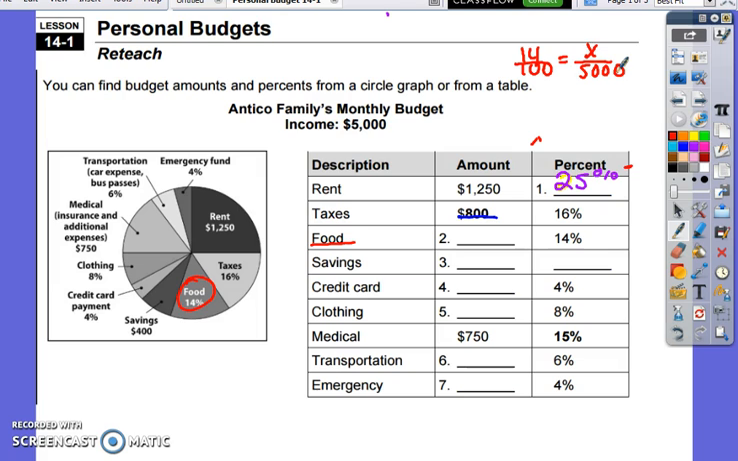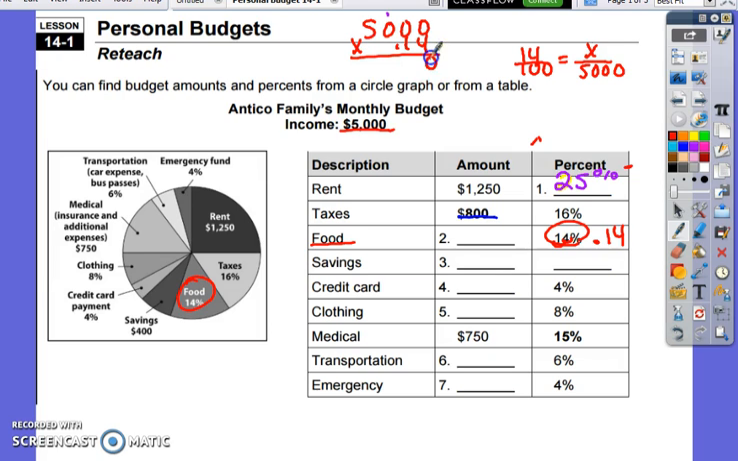Okay, now remember, we can do our percent proportion. We can also take our percent and change it to a decimal. When you do that, you're dividing by 100, so your decimal moves 2 places to the left. So 14% written as a decimal is 0.14. If we take the whole, which is the $5,000, we can multiply that by 0.14, and that will give us our amount as well.